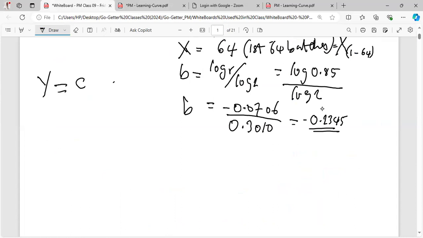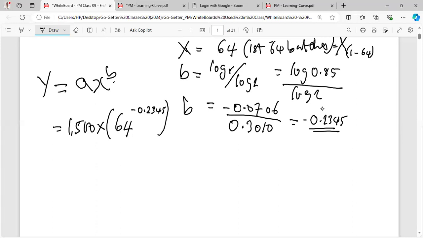So we'll now say y is equal to ax raised to power b. Now what's our a? Our a is 1500. We'll now say multiplied by, open a bracket, your x is what? 64. Then it will be raised to power minus 0.2345. We will always be using it in 4 decimal places.